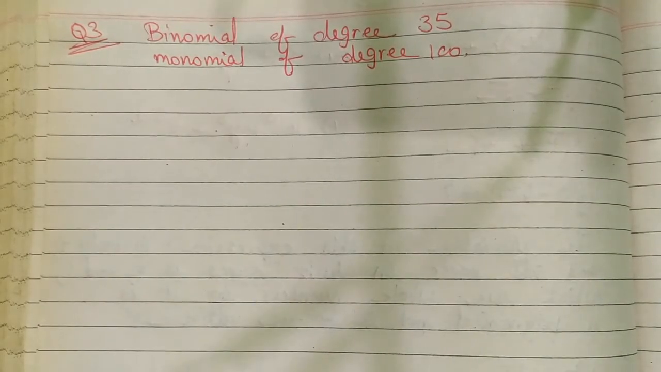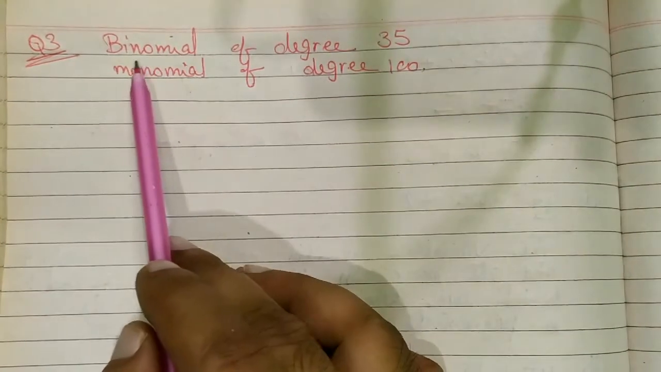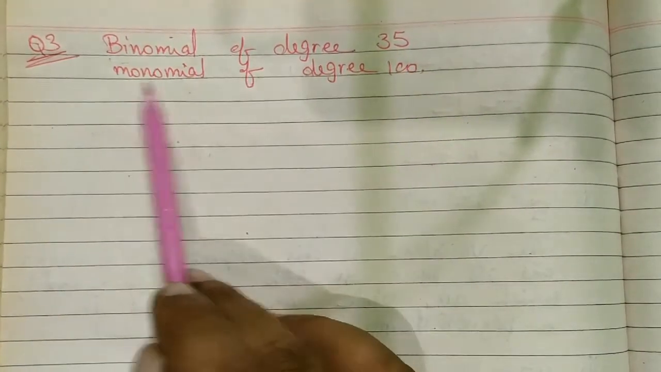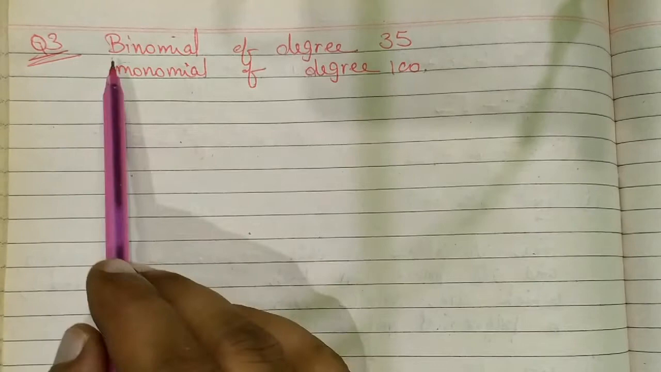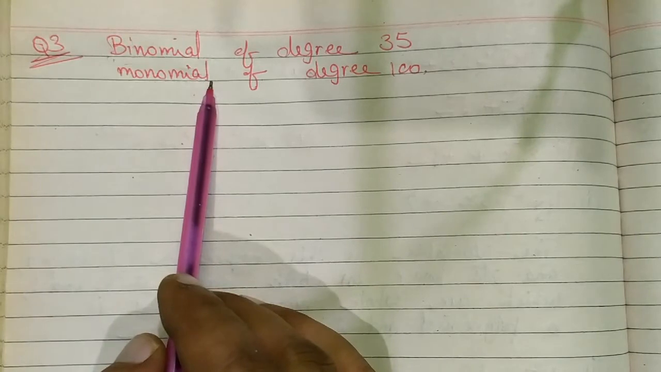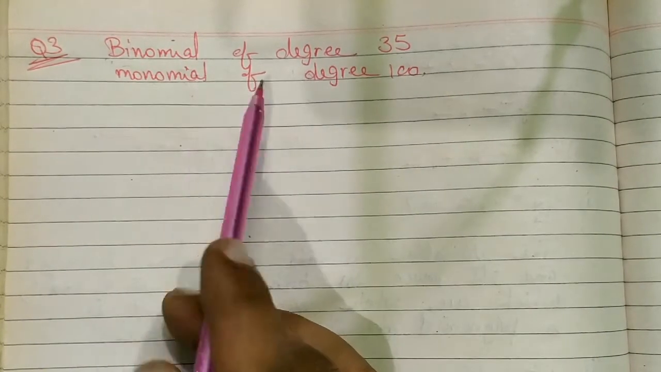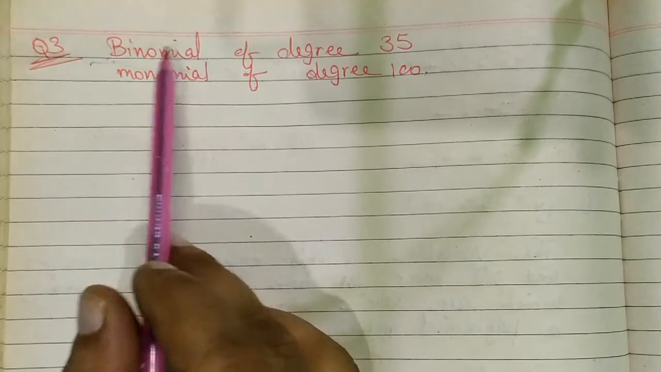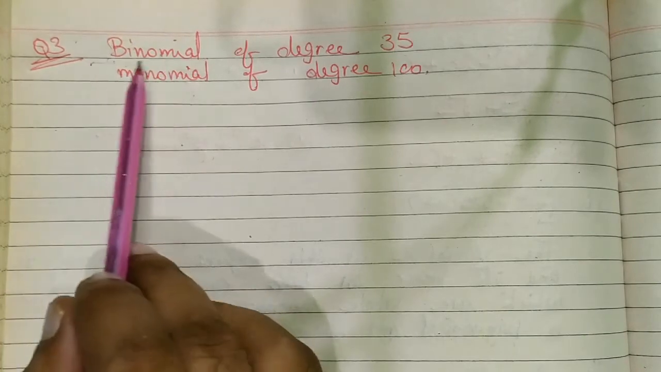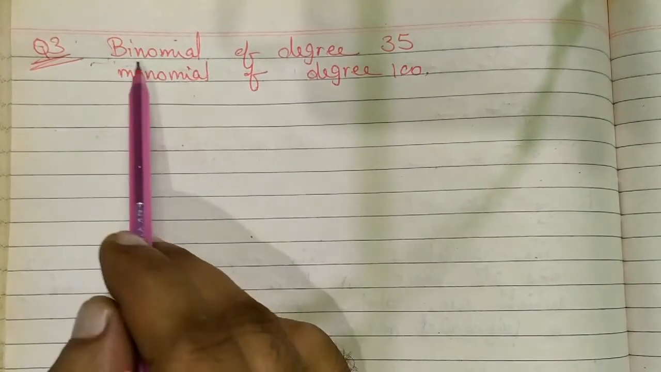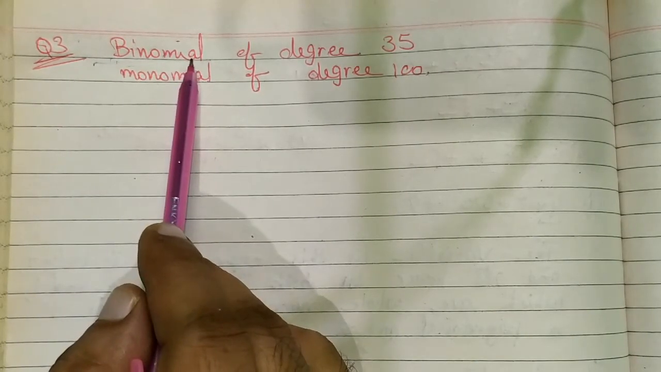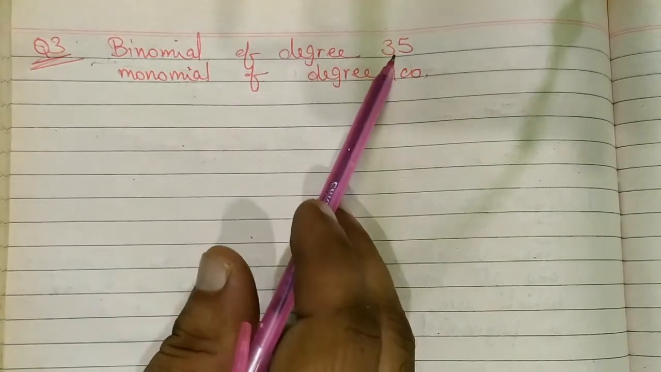Okay students, now here is the third question. We need to give an example of a binomial of degree 35 and a monomial of degree 100. Now we know a binomial has two terms and a monomial has only one term, right? Two terms can be two variables, or one variable and one constant, but a variable is mandatory, so we can't take two constants. Degree is the highest power, so the highest power should be 35.